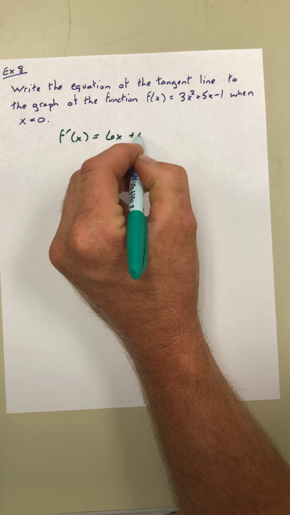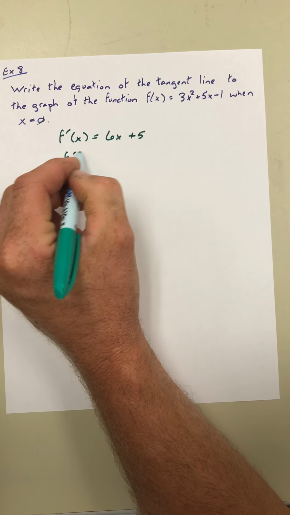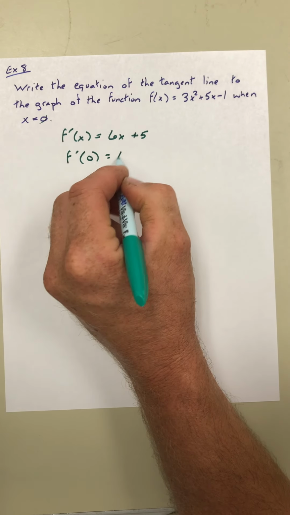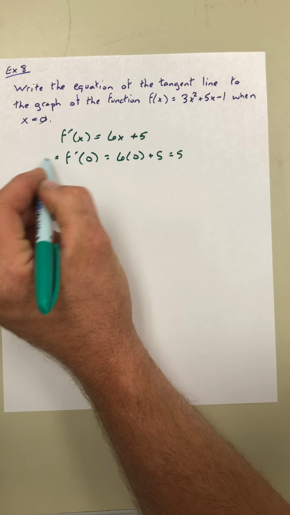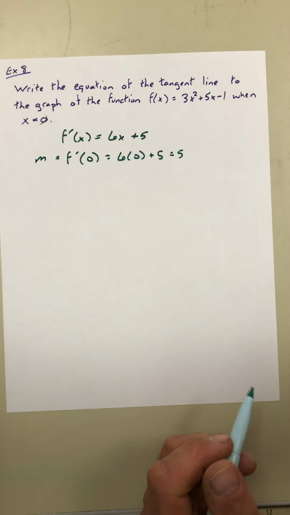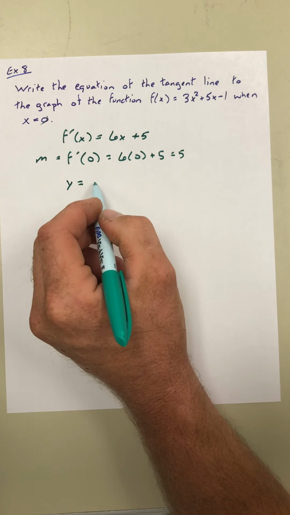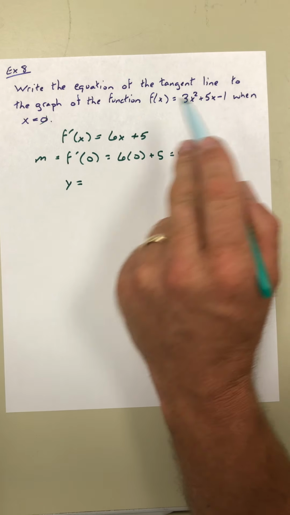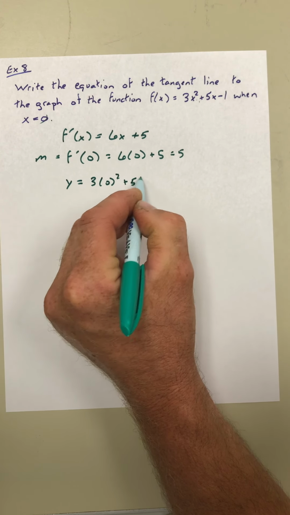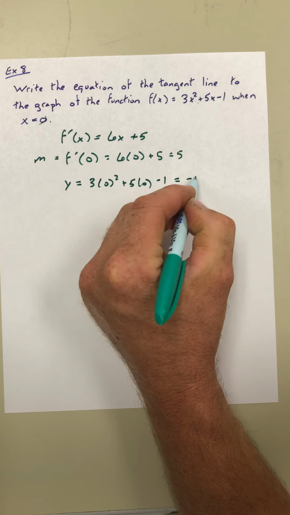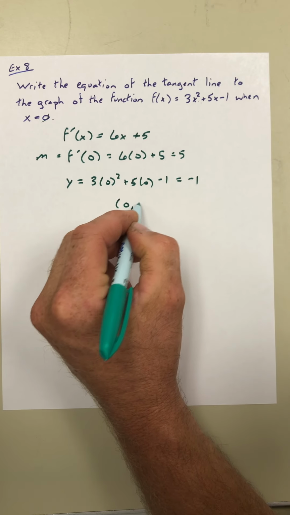That gives us 6x plus 5. We're looking when x equals 0, so we're looking for f prime of 0. That gives us 6 times 0 plus 5, or 5. So that's our slope of our tangent line. We also need the y value. We know that y equals, when x equals 0, plugging in our 0, we get 3 times 0 squared plus 5 times 0 minus 1, or negative 1. So our point is 0, negative 1.